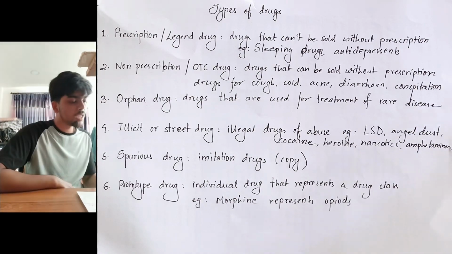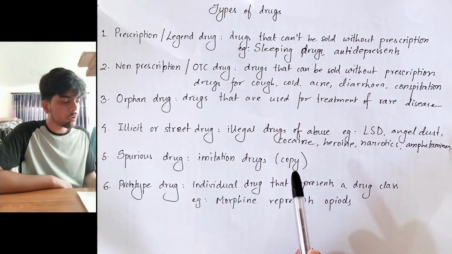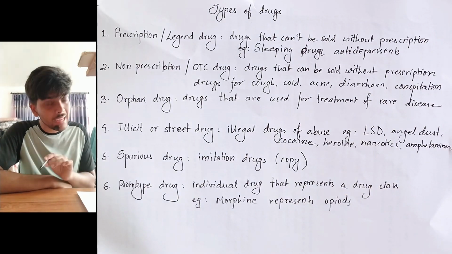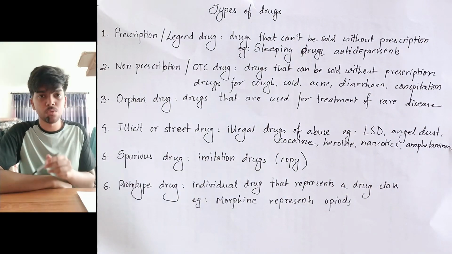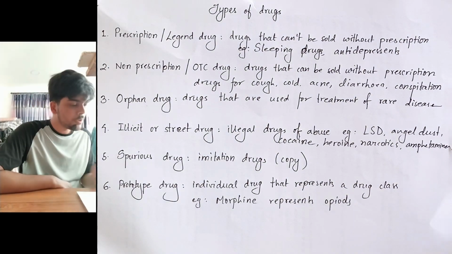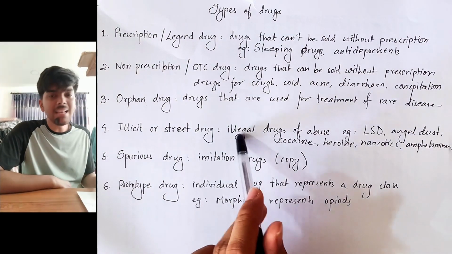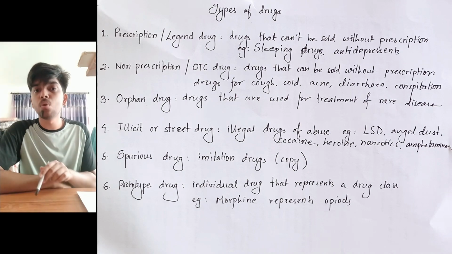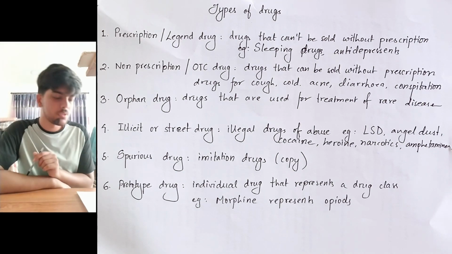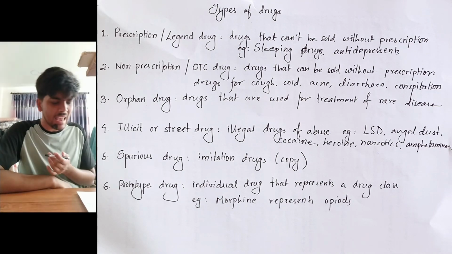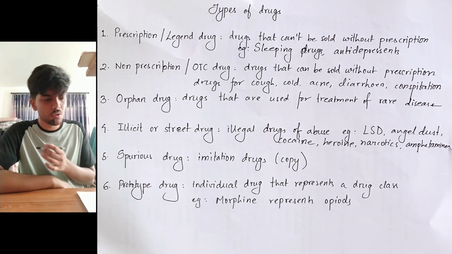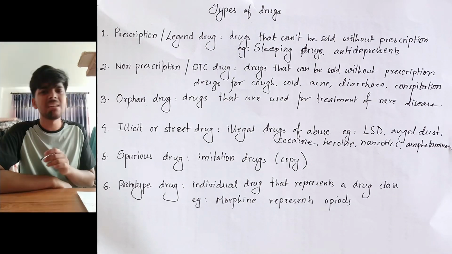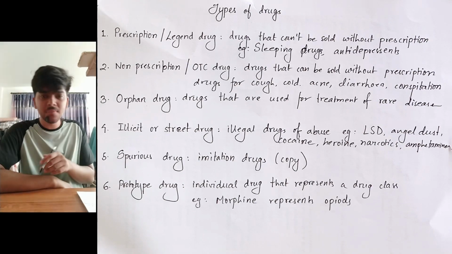Fine. Next, illicit or street drugs. Illicit refers to illegal. Street drug because it's sold on the street. That's why. So illicit or street drugs are the illegal drugs of abuse. Basically, these drugs are sold illegally and then abused. For example, LSD, angel dust, crack, cocaine, heroin, narcotics, marijuana, amphetamine.